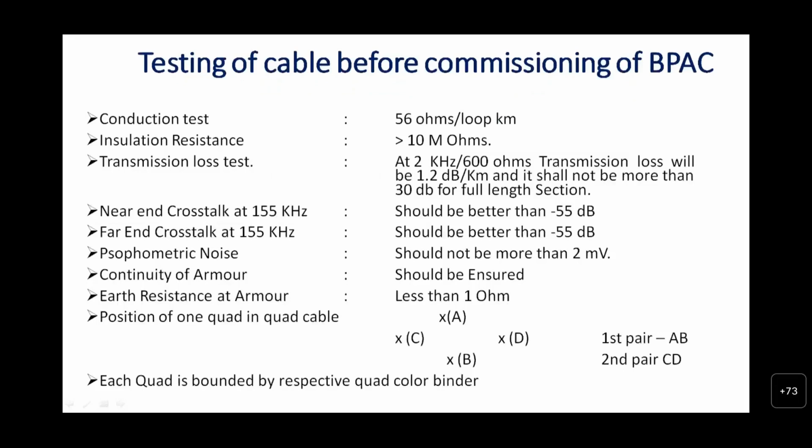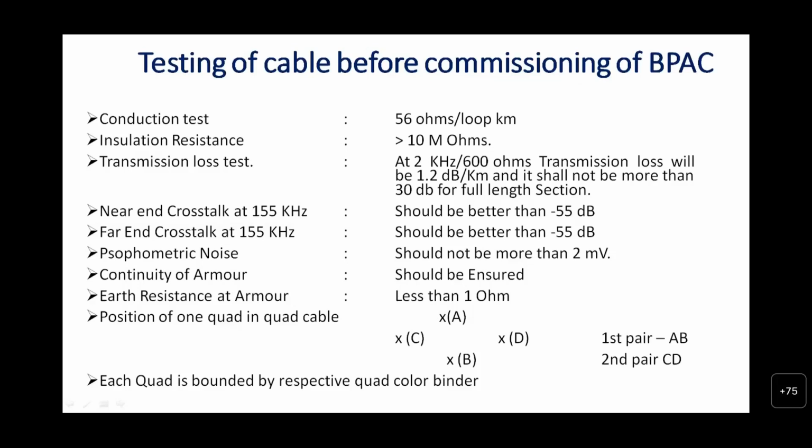Testing of cable before commissioning. The following test results are to be checked. That is conduction test 56 ohms per loop kilometer, insulation resistance more than 10 megaohms, transmission loss test at 2 kilohertz on 100 ohms. Transmission loss will be 1.2 dB per kilometer and it shall not be more than 30 dB for full length section. Near end crosstalk at 155 kilohertz should be better than minus 55 dB.